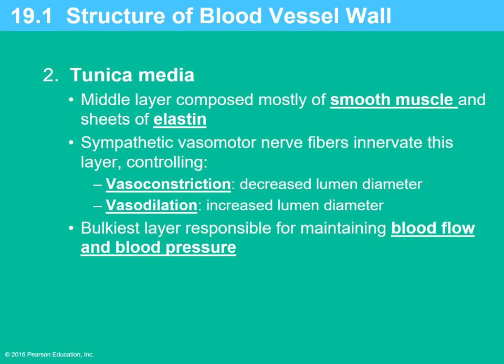Vasoconstriction is going to trigger that smooth muscle to constrict in such a way that the overall diameter of the lumen, so the interior diameter, is going to decrease. That in turn decreases the amount of blood flow through that vessel. Vasodilation is going to increase the diameter so that you therefore increase the blood flow through there.